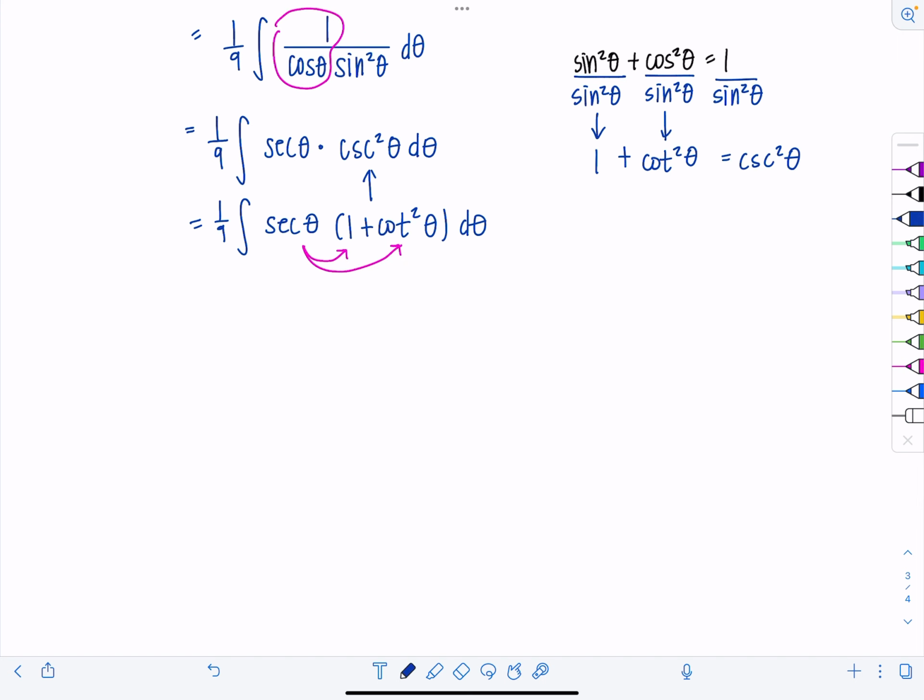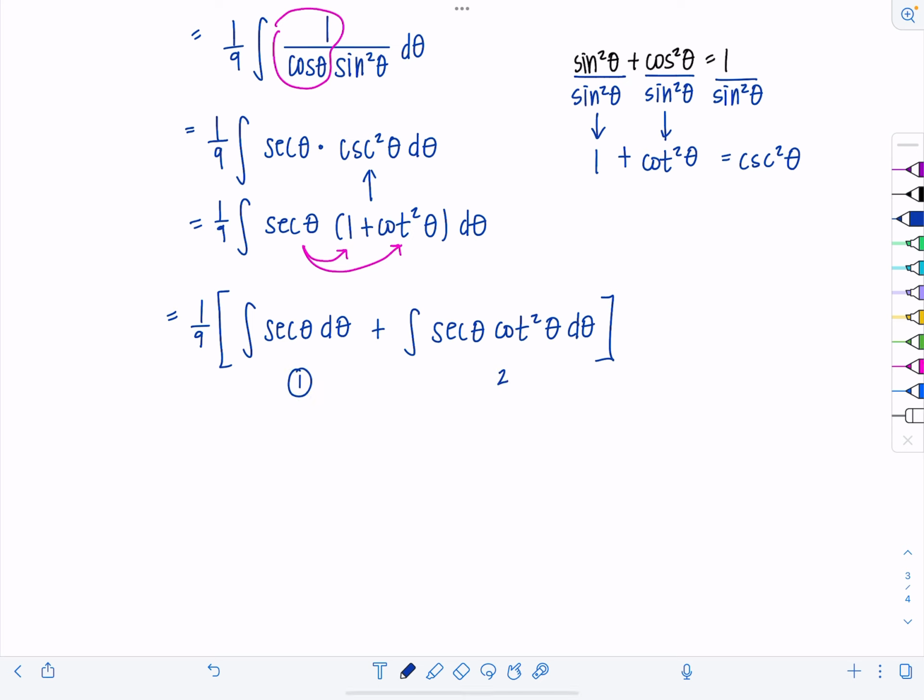So we've got 1/9 times, let's do it like this, integral secant theta d theta plus integral secant theta cotangent squared theta d theta. I'm going to call this integral 1. I'm going to call this integral 2. Take a step back, make sure you are hanging in there. This is an exceptionally tricky one. That's why I'm doing it for you guys. Okay.